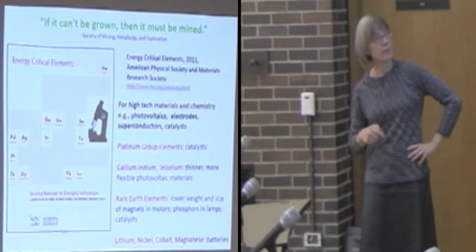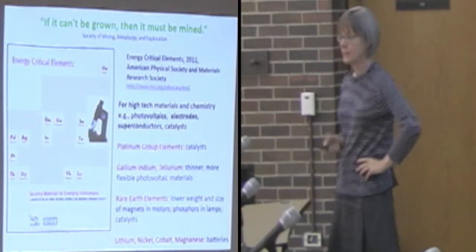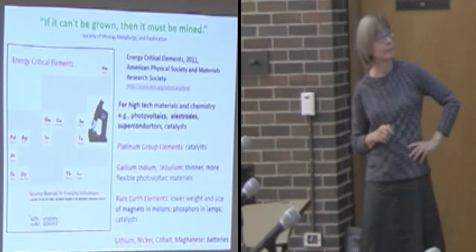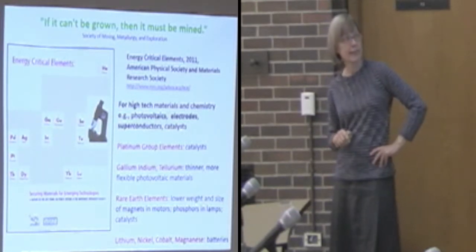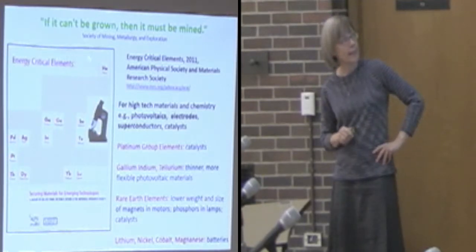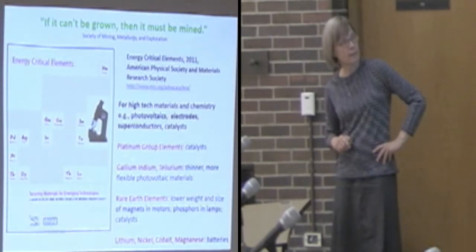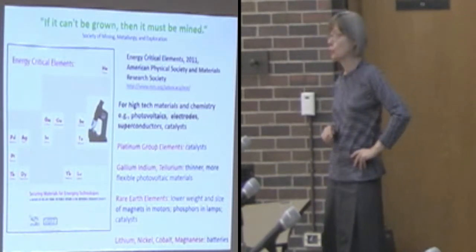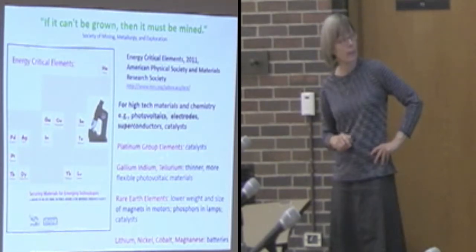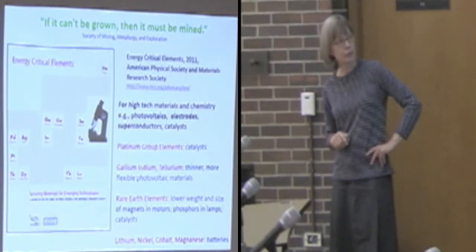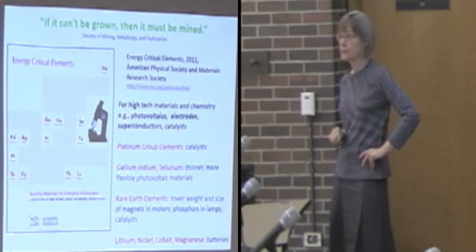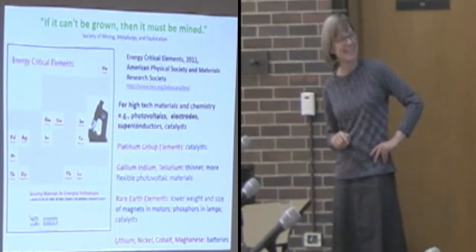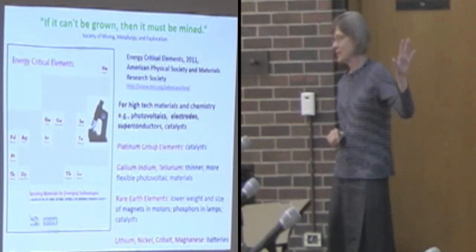So there's a certain set of elements that are referred to as energy critical elements, and some of you may know what these are and be working with them already. And they're needed for various high-tech materials, such as photovoltaics, electrodes, superconductors, catalysts. And here's a part of the periodic table highlighting some of them. They include elements called platinum group elements, so platinum, palladium, which are used in catalysts. They include a group, gallium, indium, and tellurium, which are used to make thinner and more flexible photovoltaic materials. The rare earth elements, I'm sure you've all heard of the rare earth elements.